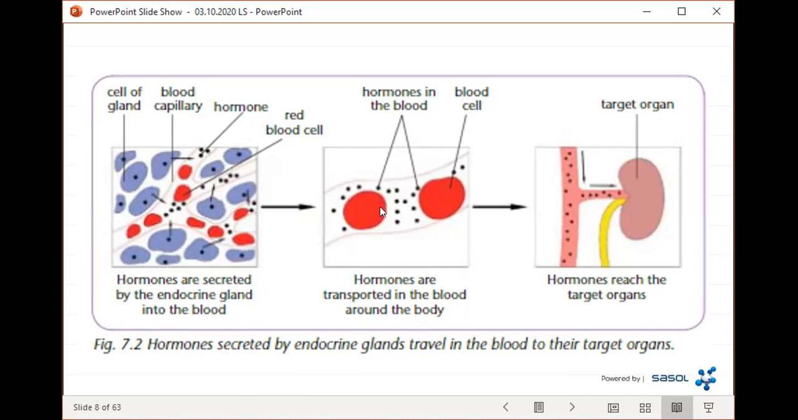It says that hormones are transported in the blood around the body, and that is the blood cell, and then they finally travel to the target organ, and in this case the target organ is the kidney, right? So hormones reach the target organ, and that would be their final destination, right?